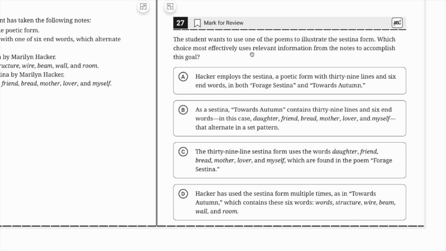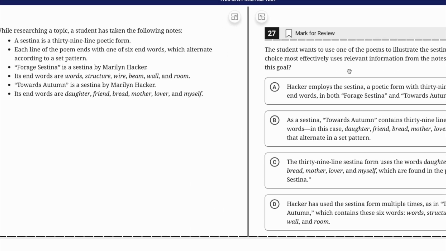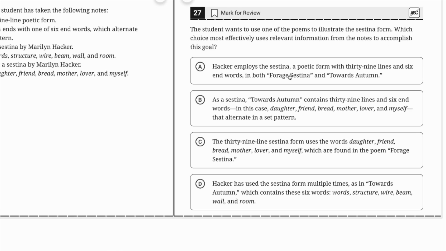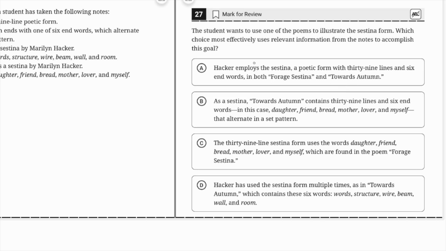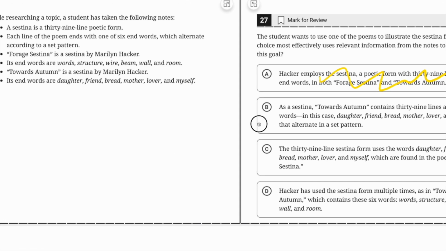And then finally, 27, use one of the poems to illustrate the sestina form. And here I'd say we do need the bullet points. A sestina is a 39-line poetic form. 39 lines. Each line of the poem ends with one of 6 end words, which alternate. Okay. Hacker employs the sestina. So A doesn't illustrate it. It just says that she uses it. As a sestina, this one contains 39 lines and 6 end words that alternate in a set pattern.